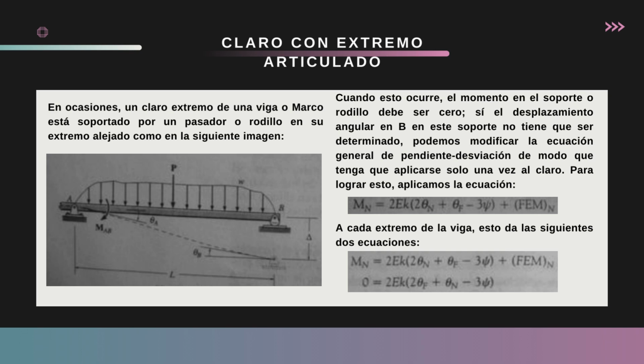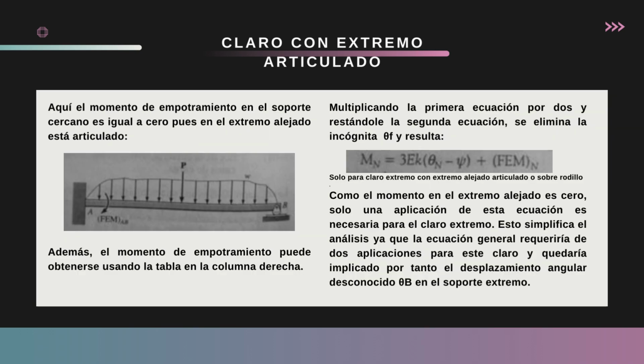To accomplish this, we apply the equation to each end of the beam. This gives the following two equations. Here the moment at the far end is equal to 0, because the far end is hinged. In addition, the fixed-end moment can be obtained using the table in the right-hand column. Multiplying the first equation by 2 and subtracting the second equation, the unknown theta F is eliminated, and this results in the equation for a beam with a hinged or roller far end.